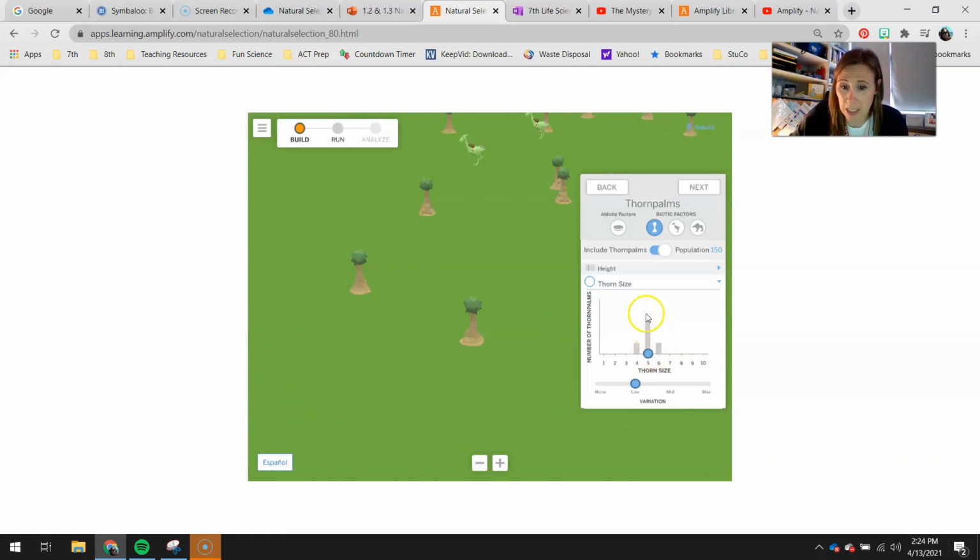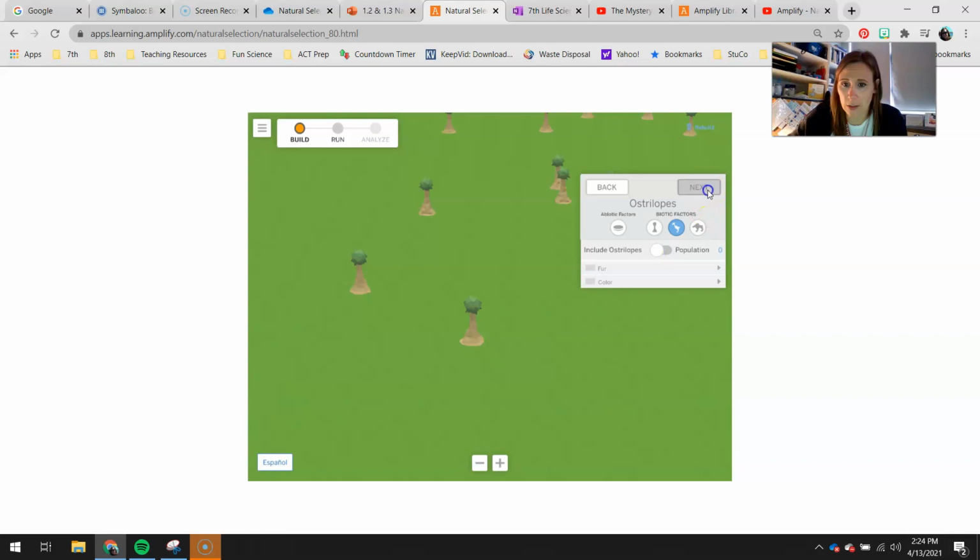So if we're really looking for medium, either this one could fit the bill, or if we go to none, we know that all of ours had the exact same size. Again, if we go to low, yes, the medium is still in this area here, and all of them have that medium sized thorn. So either of those would really work. Basically what you're doing on this is looking at how you can change these.